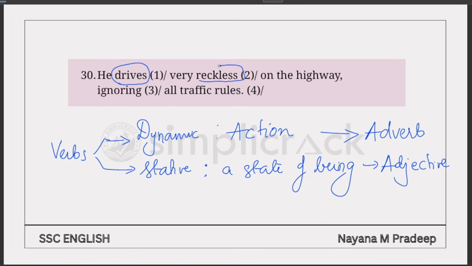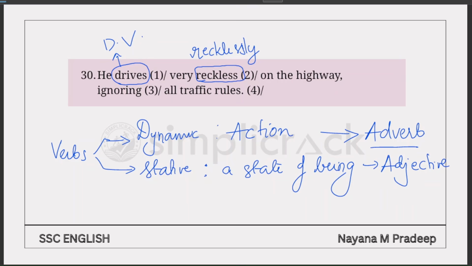And what is reckless? Reckless is actually an adjective. So you have to replace it with the adverb form, which is recklessly. Drives is a dynamic verb, and dynamic verbs or action verbs always use an adverb along with them, whereas stative verbs, which indicate a state of being, use an adjective. So here, he drives very reckless. Drives is a dynamic verb, so you should use the adverb of reckless, which is recklessly.